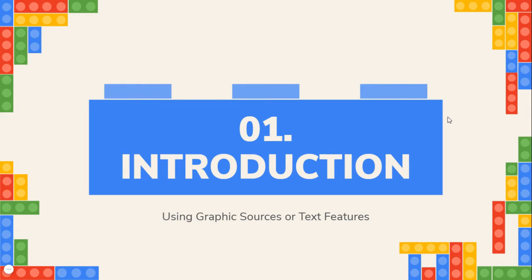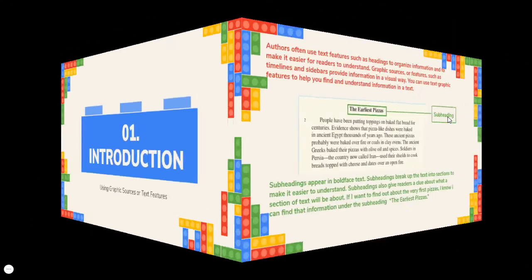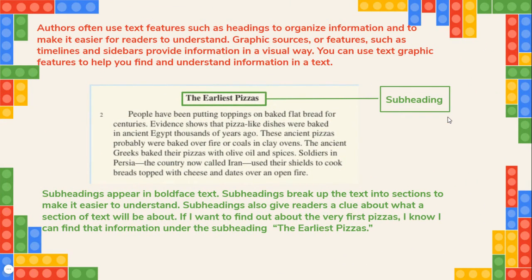Part 1, Introduction, Using Graphic Sources or Text Features. Authors often use text features such as headings to organize information and to make it easier for readers to understand. Graphic sources or features such as timelines and sidebars provide information in a visual way. You can use text graphic features to help you find and understand information in a text.